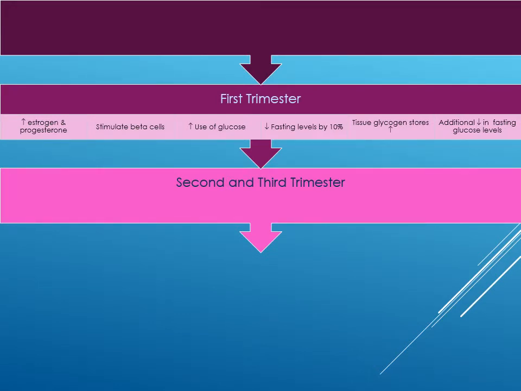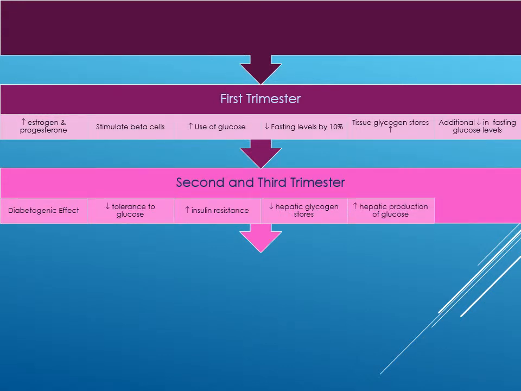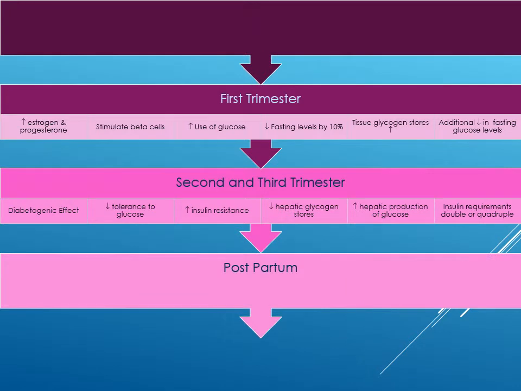During the second and third trimesters, a diabetogenic effect occurs. The hormonal changes during these trimesters result in a decreased glucose tolerance, increased insulin resistance, a decrease in hepatic glycogen stores, and increased hepatic production of glucose. Insulin needs gradually increase from 18 to 24 weeks to approximately 34 weeks. The insulin-dependent pregnant woman might find that her insulin requirements double or quadruple during this time. In clinical experiences, we once cared for a diabetic mother whose insulin requirements were so high that we double and triple checked the doctor's order. Quite surprising and a little scary.